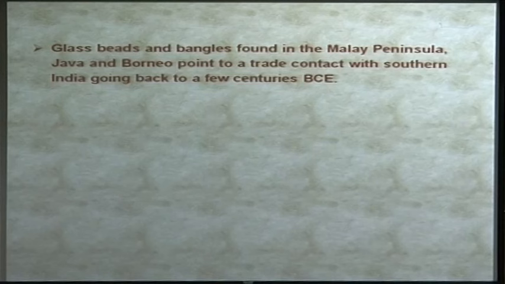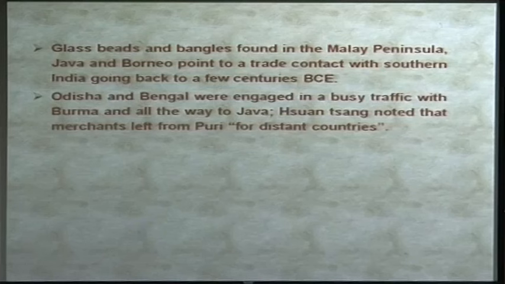region. The very first archaeological evidence goes back to a few centuries BC, where glass beads and bangles originating from India were found in the Malay Peninsula, as far as Java and Borneo. So this is what archaeology confirms. We know that Orissa and Bengal, for obvious geographical reasons, were engaged in a lot of trade with all these regions. In fact, Hsuan-tsang himself notes, because he visited Puri, that there are merchants sailing to distant countries, and of course those would be the countries.